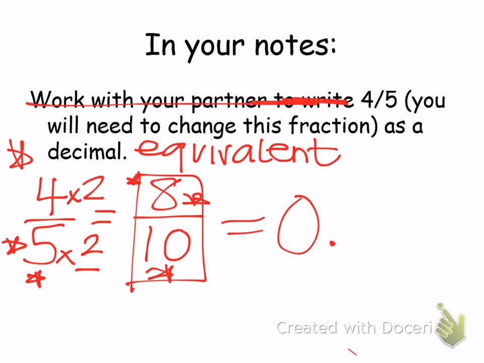I have an 8 in what place value? The bottom number tells me what place value. I'm again focusing on the tenths place and the hundredths place. If my denominator is a 10, that means my 8 goes in the tenths place. And I read this number as 8 tenths.